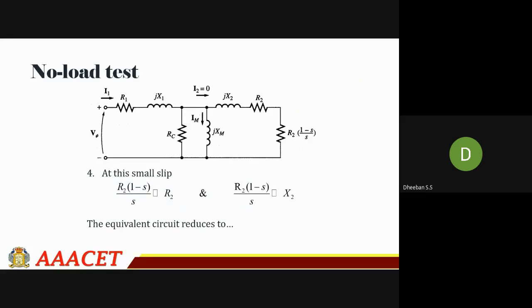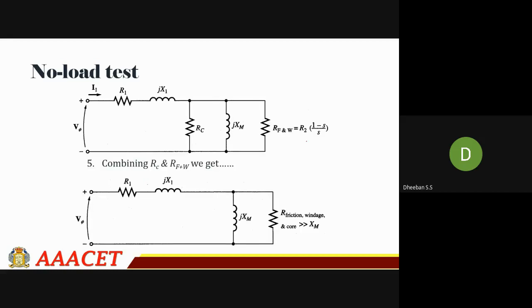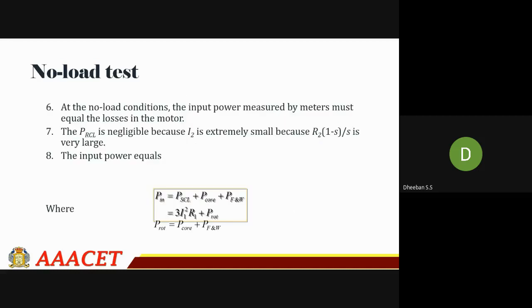At this small value of the slip, R2(1-s) will be equal to R2, and R2(1-s)/s will be equal to X2. So the equivalent circuit will be reduced to this format. Here you can clearly see that the load will be more or less equal to the resistance of friction and windage. At the no load condition, the input power measured by the meter must equal the losses in the motor. There is no output power, P out is 0, so only the losses are considered.